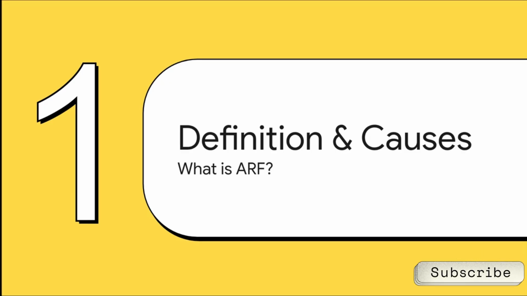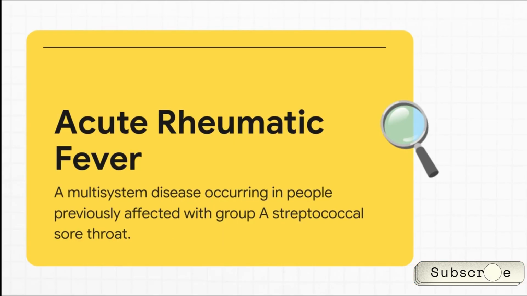Okay, first things first. What exactly is acute rheumatic fever and what kicks it all off? So here's the absolute key point you need to remember. ARF isn't the strep throat infection itself. Nope. It's the body's own immune system going haywire in response to it, usually about 3 weeks after the sore throat is gone. It's a massive multi-system inflammatory freakout.